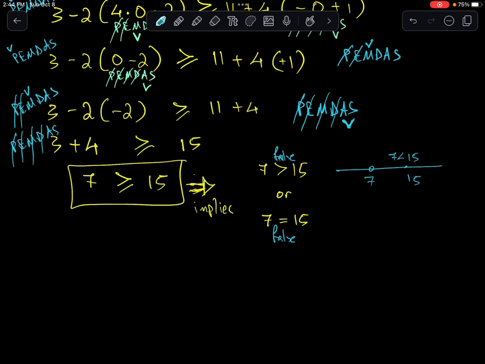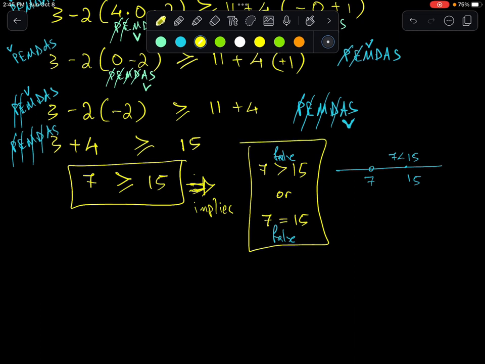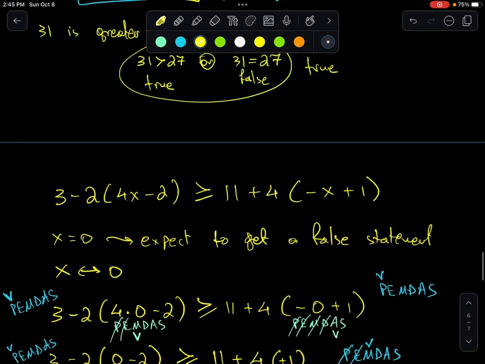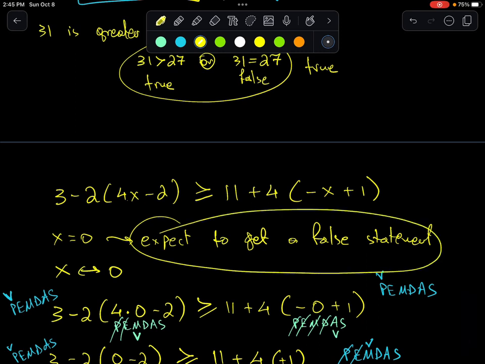Now what we got is that the two statements that are related by the or, they're both false. That means the greater than is false, the equal is false. When they're both false, I get false. Now you may say, oh, is that a bad thing? No, it's not, because this is what I expected to find.